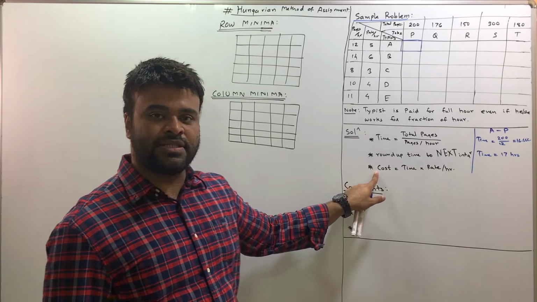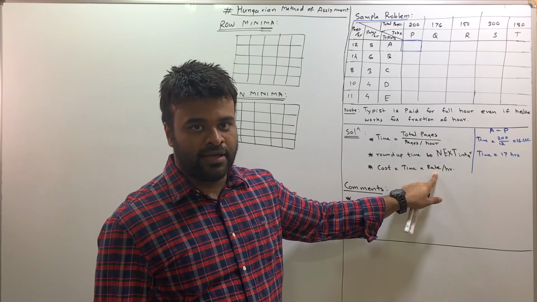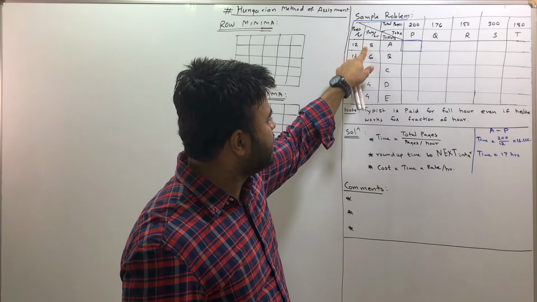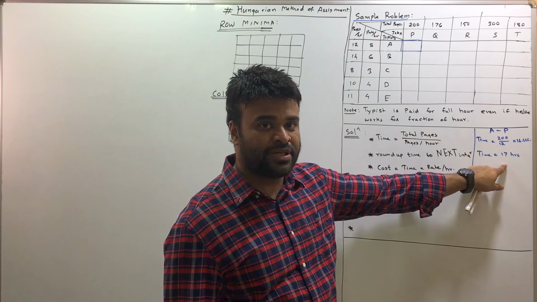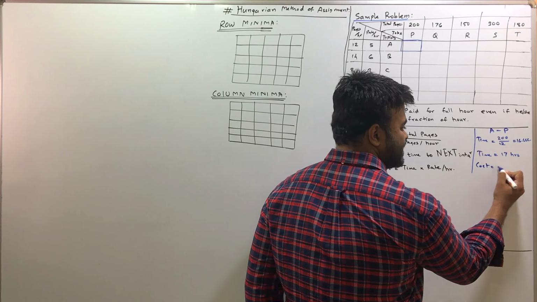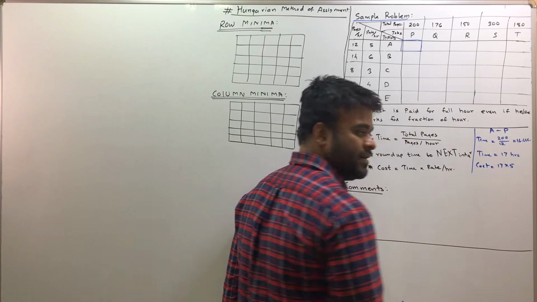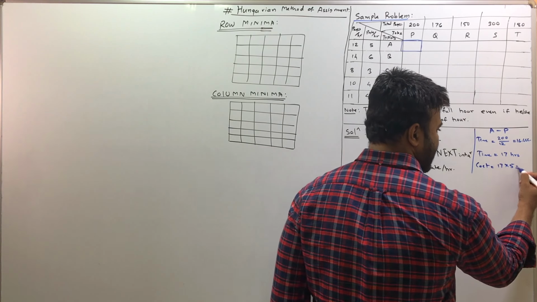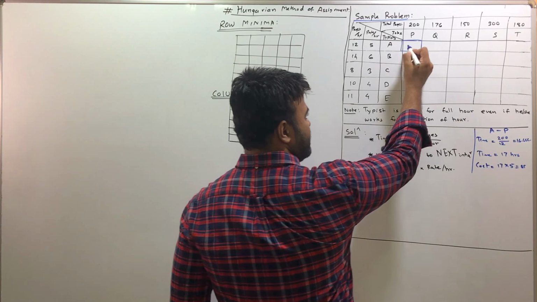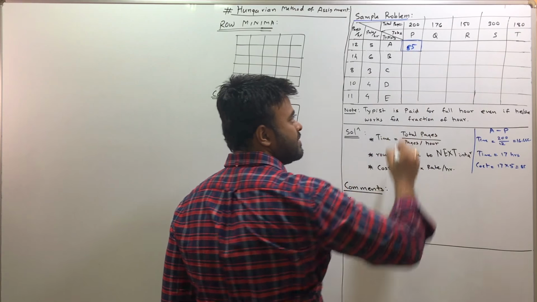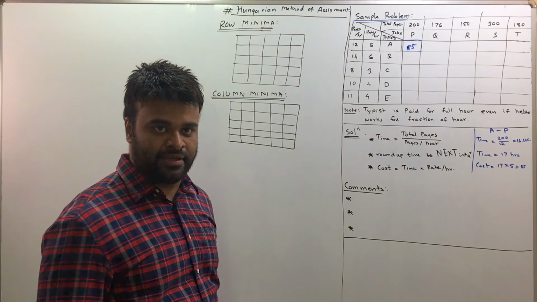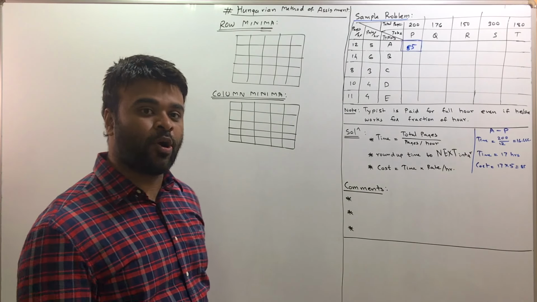And finally, the cost is going to be time into rate per hour. So typist A charges 5 rupees per hour, right? And he will take 17 hours to type book P. So the cost here is going to be 17 into 5, and that is 85 rupees. So I'll write down 85 over here. Now that way you have to solve for each and every combination, right? And find out the cost of typing.